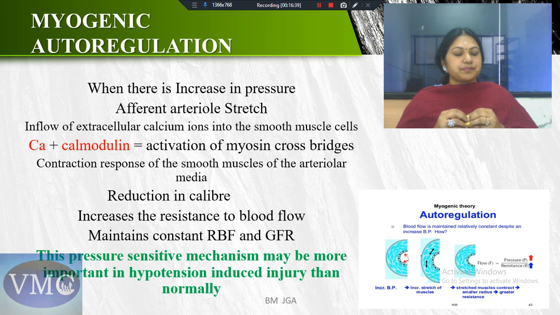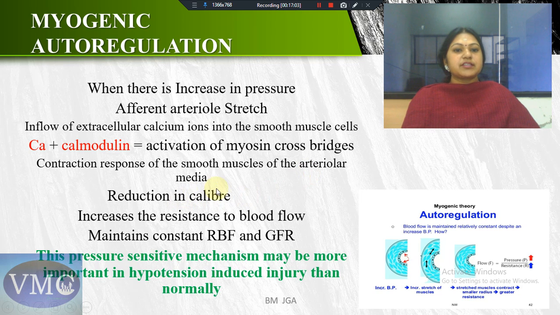So what is it? When there is an increase in the pressure, the afferent arterioles stretch. Inflow of extracellular calcium ions occurs in the smooth muscle cells. There is calcium-calmodulin and activation of myosin cross bridges, and it causes a contraction response of the smooth muscles of the arteriolar media.